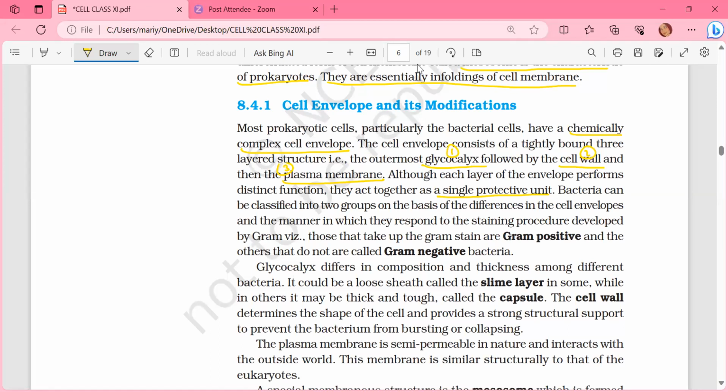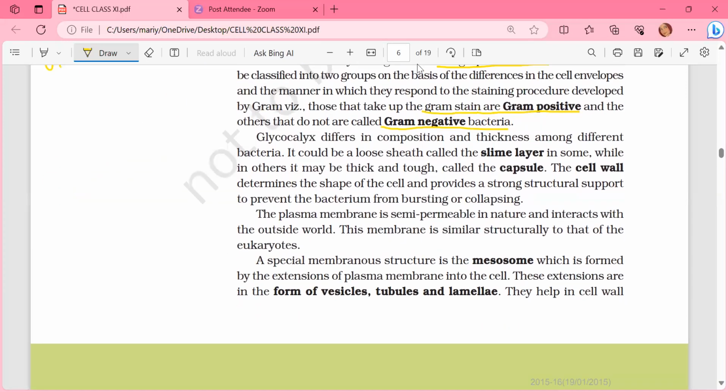Whenever we stain a bacteria, we stain it with the Gram stain. Gram staining is the technique through which we can stain the bacteria. So those bacteria that take up the Gram stain, meaning that get stained, are known as the Gram-positive bacteria, and the others that do not take up the stain are known as the gram-negative bacteria. Now, talking about the glycocalyx.